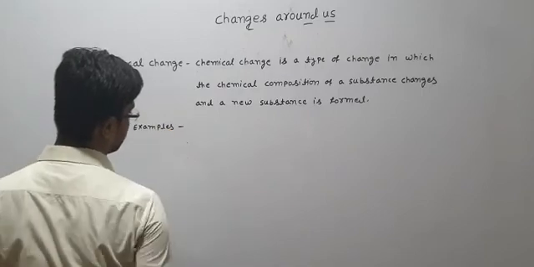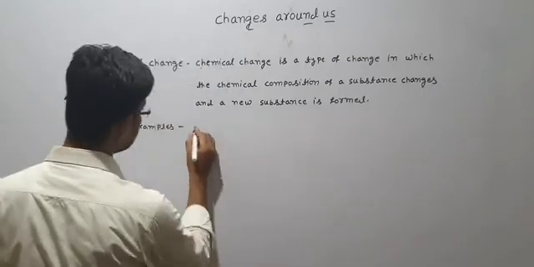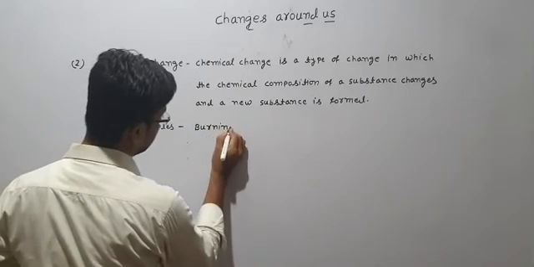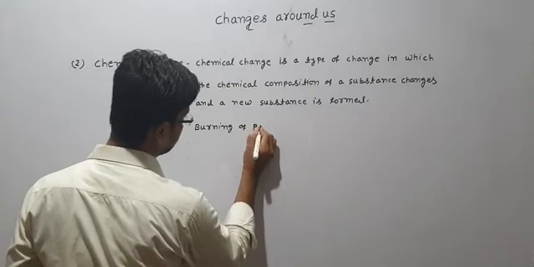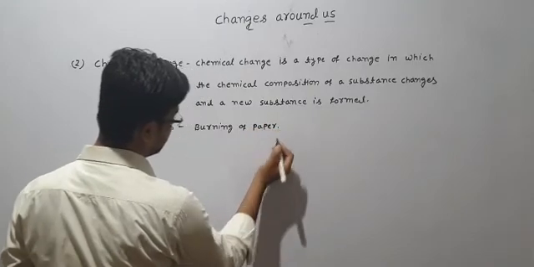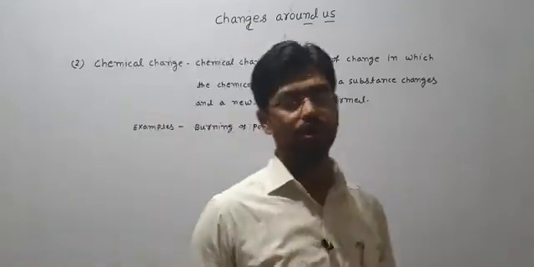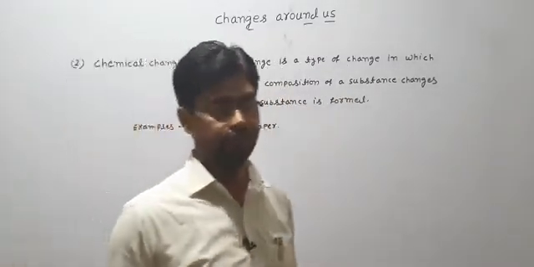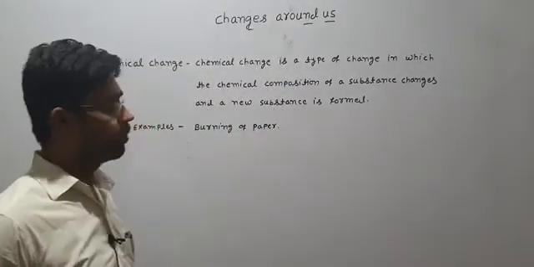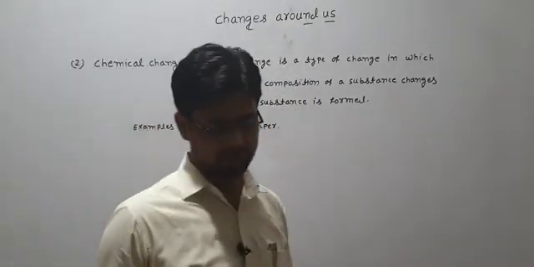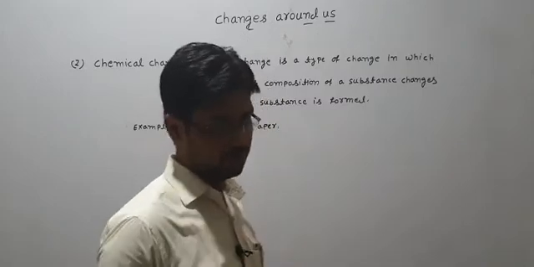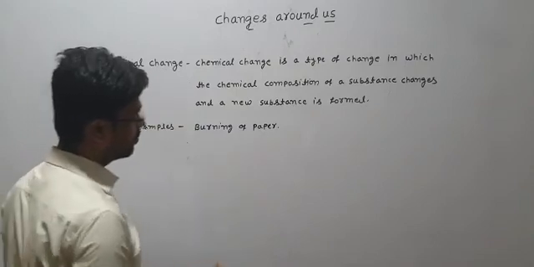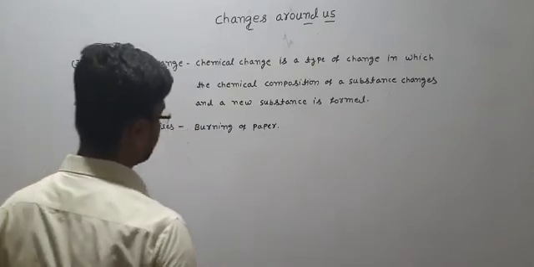So through examples we try to understand. See, burning of paper. So burning of paper is a chemical change. Once you burn that paper, it will turn into ash. That is an entirely different thing. Most chemical changes are irreversible. You cannot reverse it. So that is an irreversible change also. Burning of paper is an example.